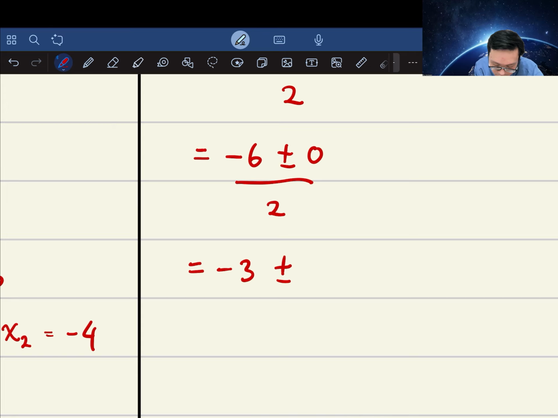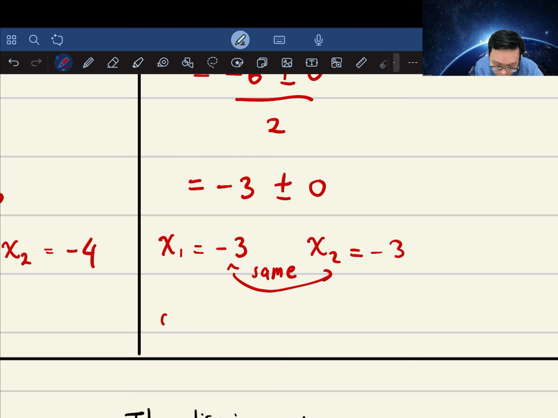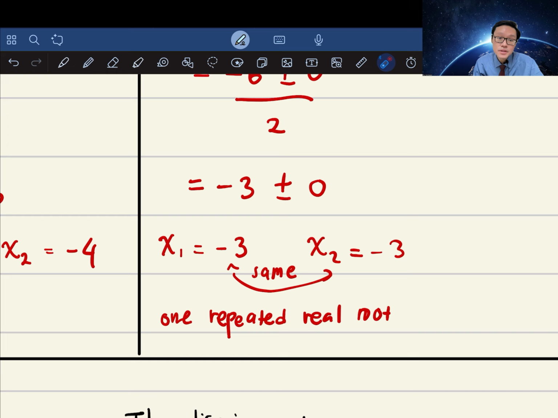or minus 3 plus minus 0. So if we take the first one, the plus, you get x1 equals minus 3. Or the second one, we get minus 3 as well. So they're basically the same, right? So we call it one repeated real root. One because we only have one solution, which is minus 3. And then repeated, as you can see, whether we take plus or minus, we get the same thing, and real root.